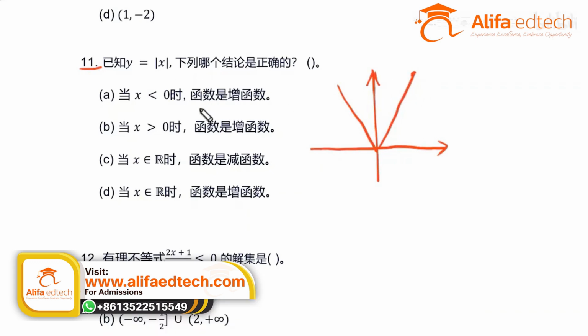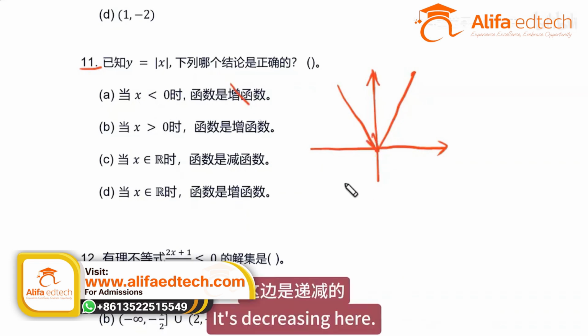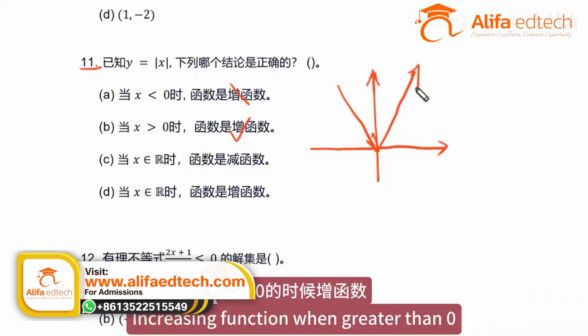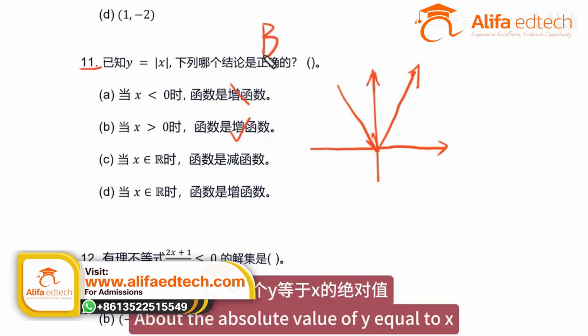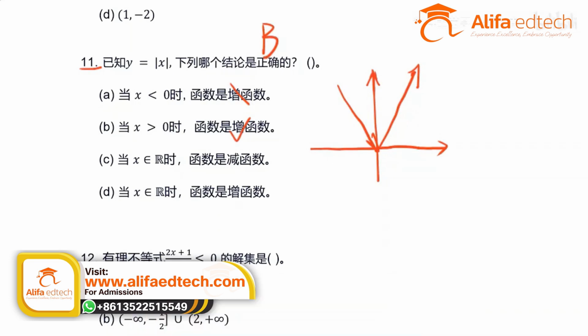So it says that when x is less than 0, this should be a decreasing function, and here it's decreasing like this. When it's greater than 0, it's an increasing function. That's correct. All right, for this question, choose the second option. Now, regarding y equals the absolute value of x, you all really need to take a good look at this question. There's a high probability it will be tested.